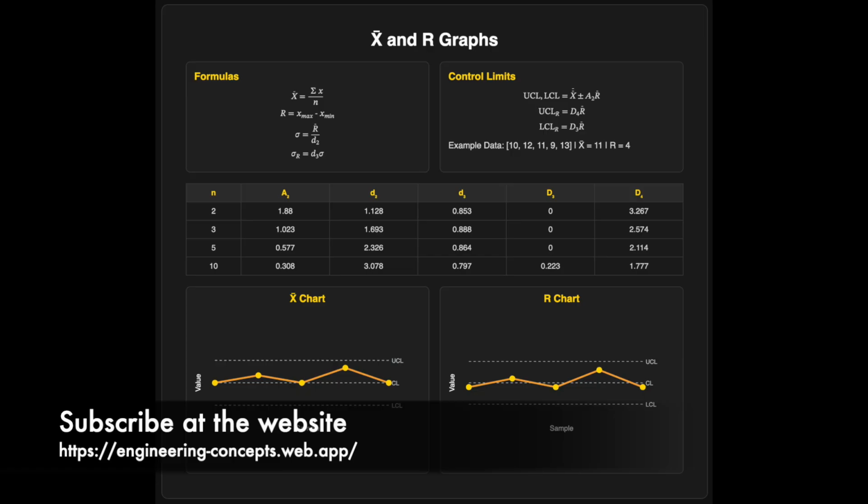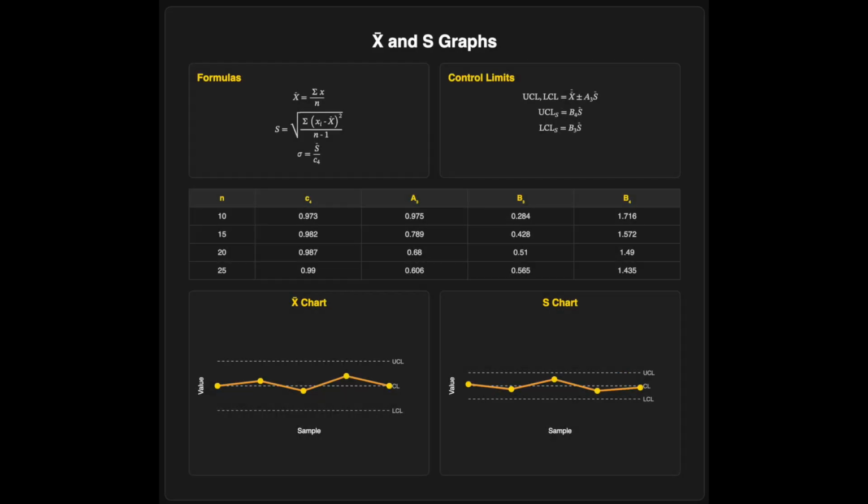Looking at the graphs at the bottom, we plot the subgroup averages and ranges sequentially to see the process's inherent stability over time. When subgroup sizes grow larger than 10, the range becomes less efficient. In these cases, we use X-bar and S-charts. Here, S represents the sample's standard deviation, providing a more precise estimate of variability.